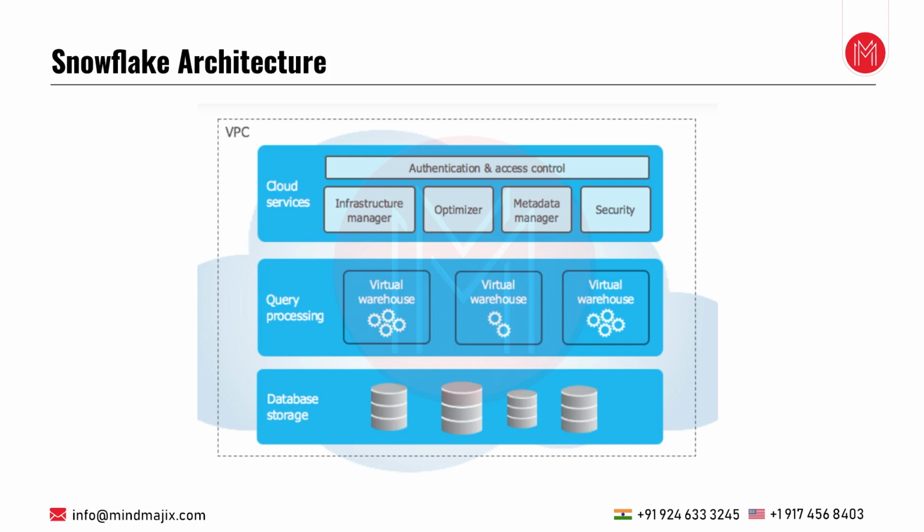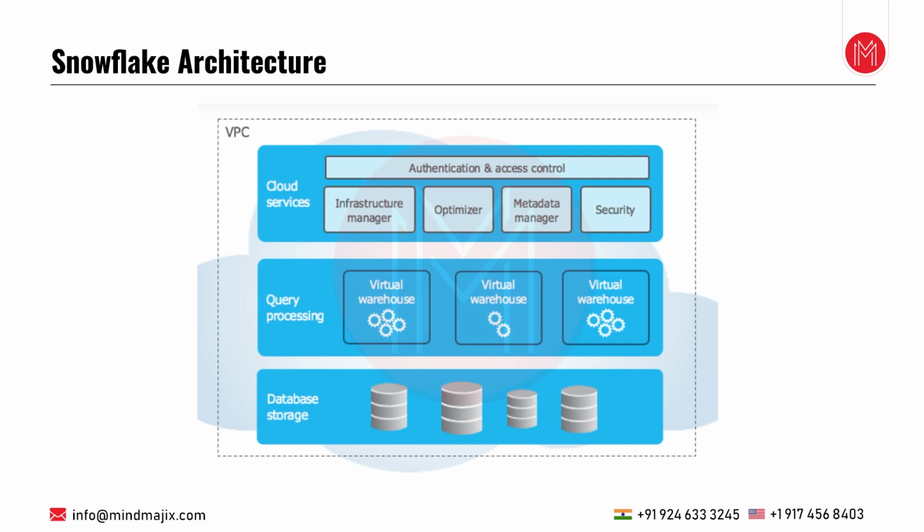The query processing layer handles query execution. Snowflake processes queries using virtual warehouses. Each virtual warehouse is a compute cluster made of multiple compute nodes, and each virtual warehouse is an independent compute cluster. As a result, each virtual warehouse operates independently and has no impact on the performance of the other virtual warehouses.